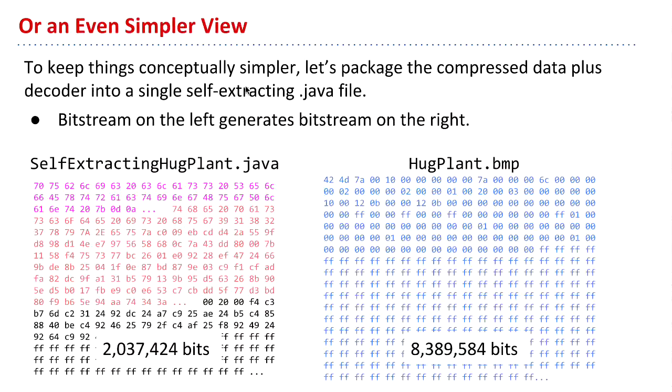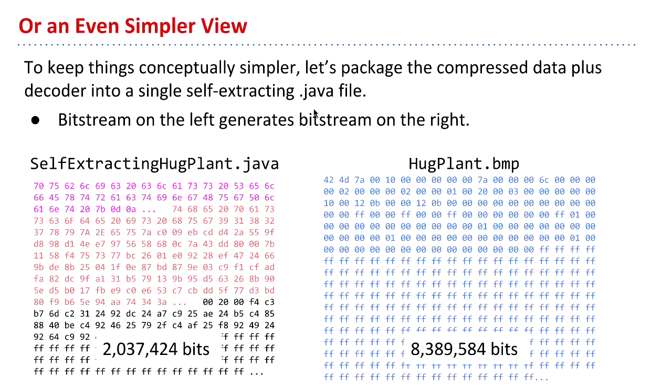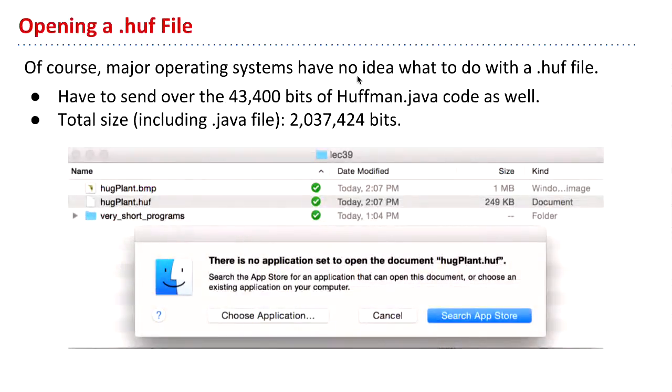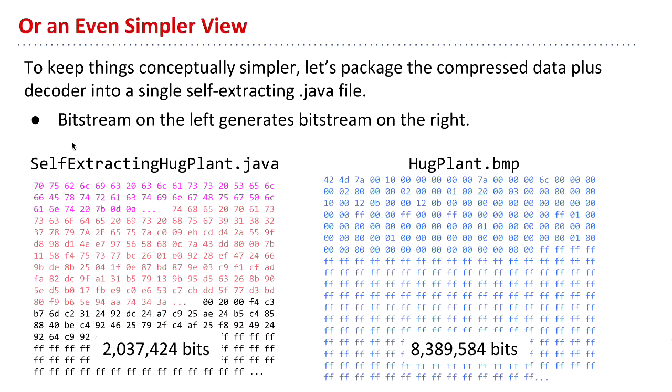All right. Okay. Now, to keep these conceptually simple, because I don't want to be talking about these separately, let's package the compressed data and the decoder into a single self-extracting Java file. So it's going to be the Huffman code and all of this data. And so I have self-extracting hugplant.java, which consists of the code for this, the Java, this purple stuff. This is the decoding try, this red stuff, and black is the image data.